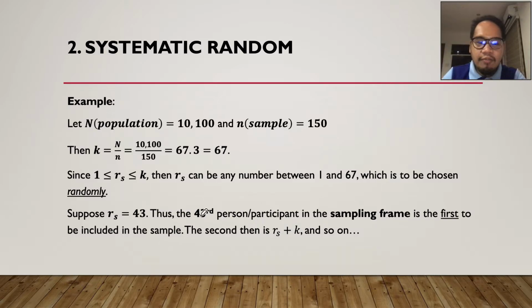And then after that, the next participant would be 43 plus 67. That's going to be the 110th participant. And what will be our next participant? 110 plus 67, that's going to be the 177th participant, and so on, until I reach 150 participants all in all. So that's how systematic random sampling happens.